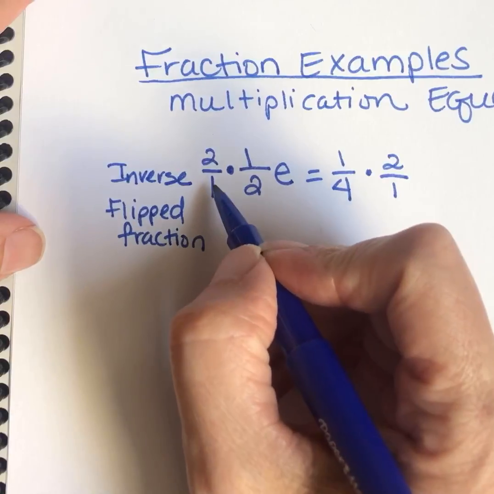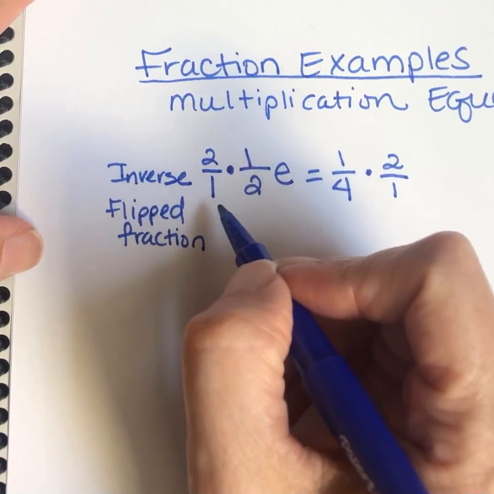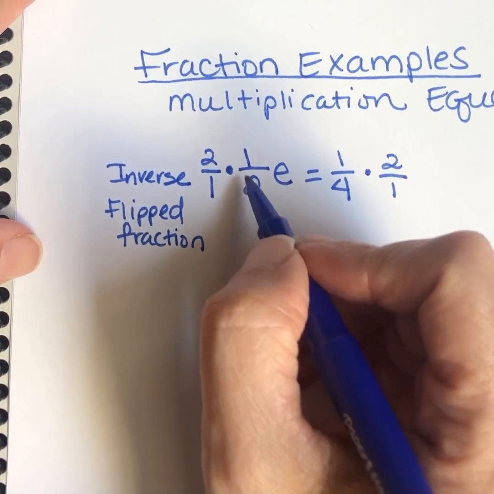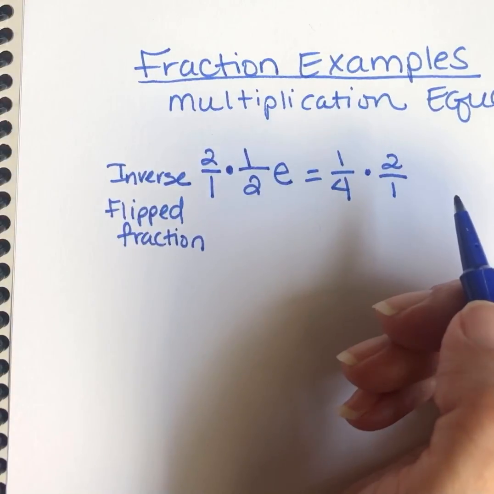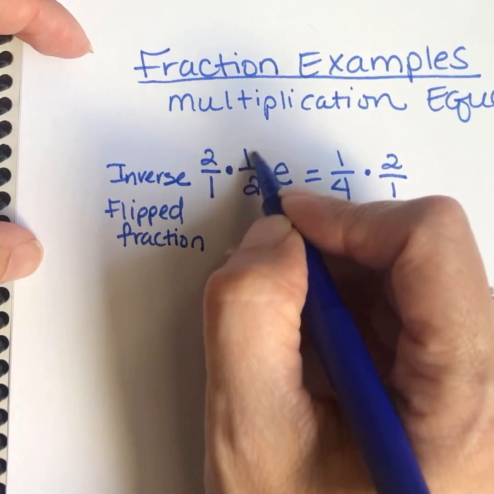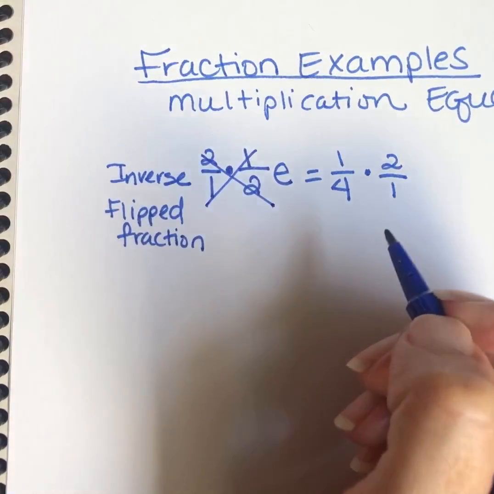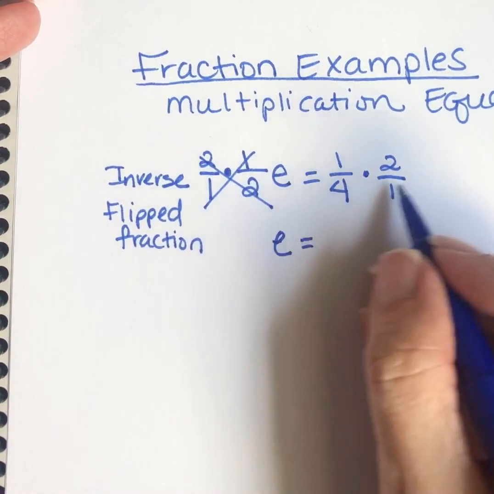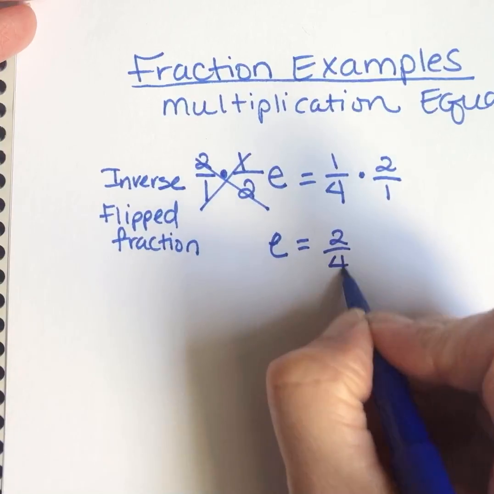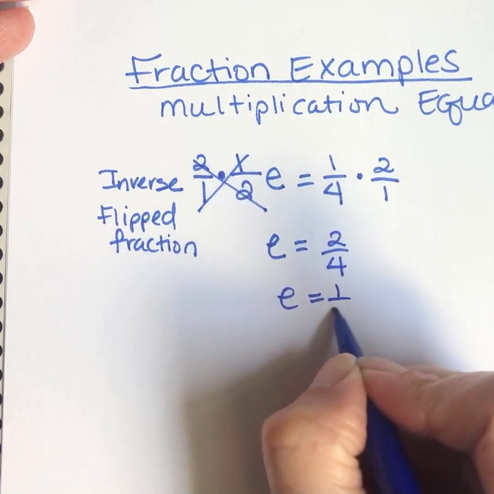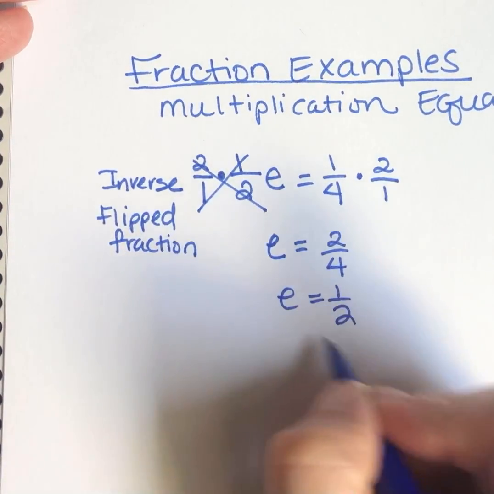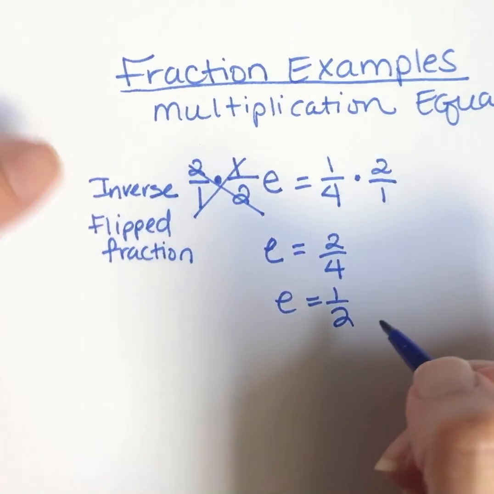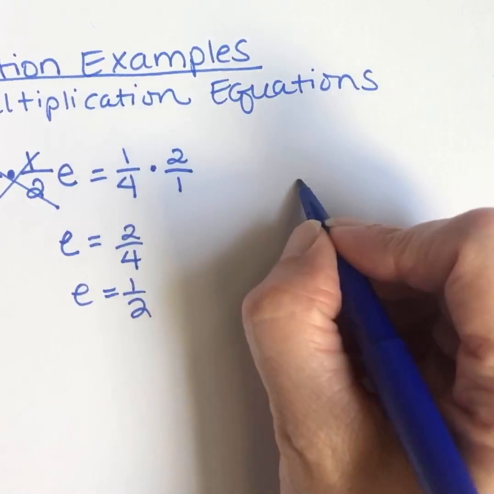Okay, so 2 times 1 is 2. 1 times 2 is 2. That's 2 over 2, right? Which is just what? 1. So what we end up doing is just crossing all these out because it ends up equaling 1e, and that's e equals, and then the answer to this, which is 2/4. And so e equals 1/2. Okay, and that is our answer. So let's try another example.